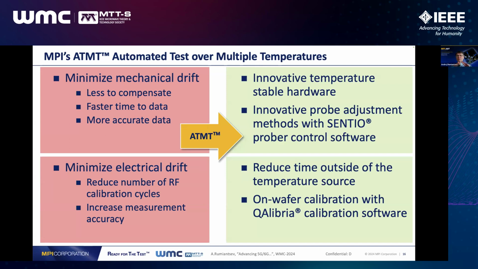At MPI, we introduced this solution as a total package which contains multiple specific hardware components as well as the software implementation, the algorithm and the software itself. We call it automated test at multiple temperatures, ATMT. It includes innovative solutions for temperature-stable hardware parts of the system, and innovative probe adjustment methods with software algorithms embedded in Sentio, which is the MPI probe control software. We also have a solution to reduce the time outside of the temperature source, and to completely eliminate the temperature changes in the system when we need to calibrate it, through the on-wafer calibration solution supported by Calibria, the calibration software developed by MPI engineers.